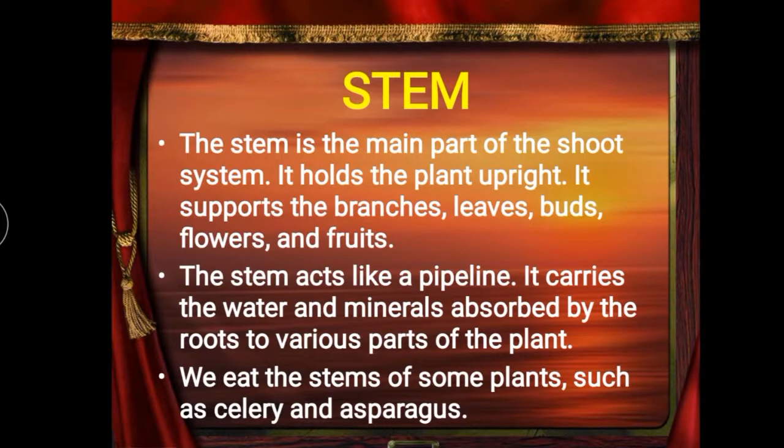So what is the stem? The stem is the main part of the shoot system. It helps the plant to stand upright. The stem acts as a pipeline. These are the main points of the stem.